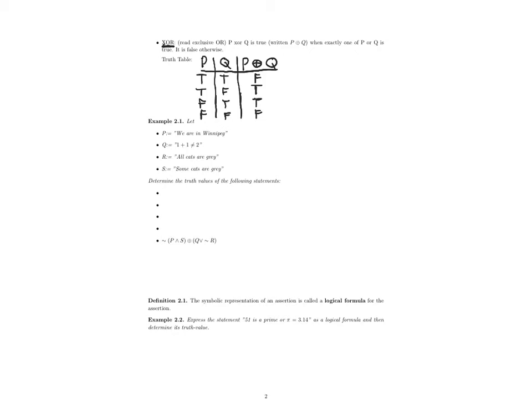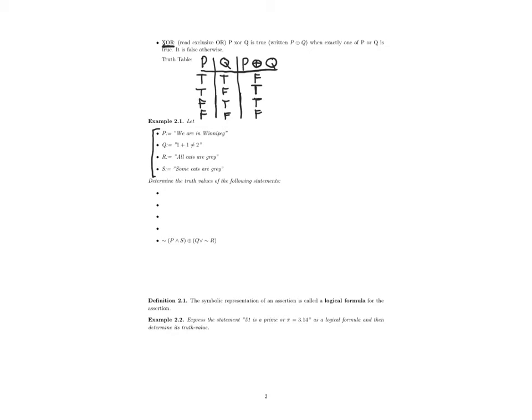So even more than what we've been doing, we can combine these combined statements as well. So we're going to do an example here. I'm going to do a few examples. So I have 4 statements here. We are in Winnipeg is the first. 1 plus 1 doesn't equal 2 is the second. All cats are gray is the third. Some cats are gray is the fourth. So let's write the truth values of these down.